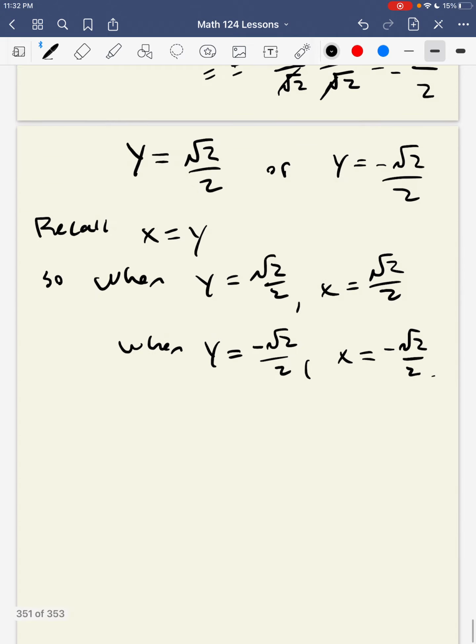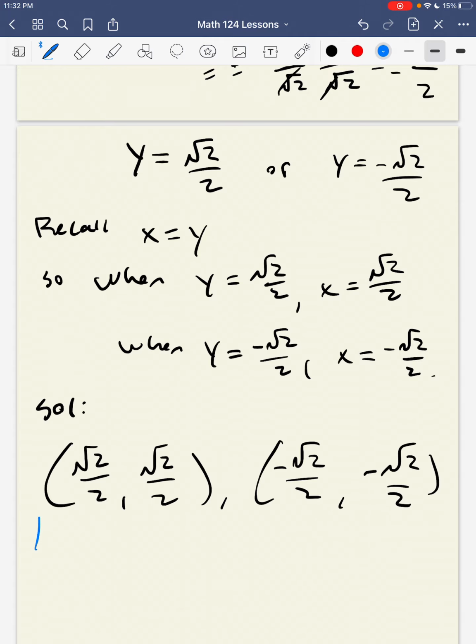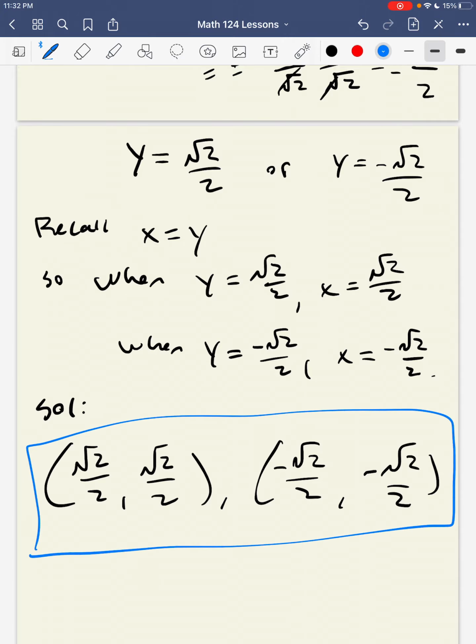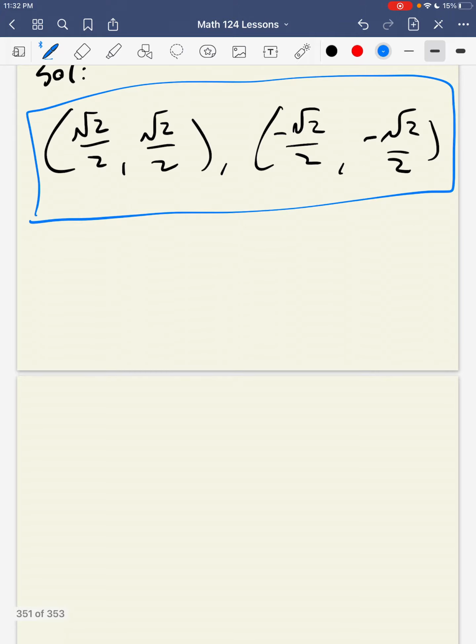So that's the solution, but another way to write this solution is as an ordered pair. x is positive root 2 over 2, y is positive root 2 over 2. Or x is negative root 2 over 2, y is negative root 2 over 2. I believe this is how your homework wants you to write the solution. That's the solution to the problem, but how do we interpret that graphically?